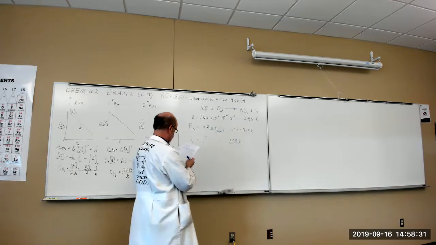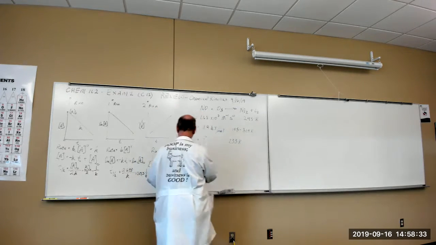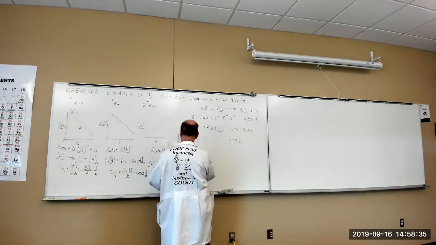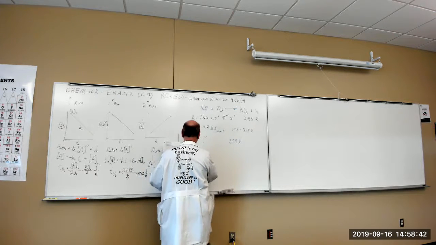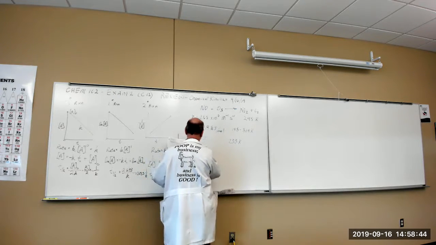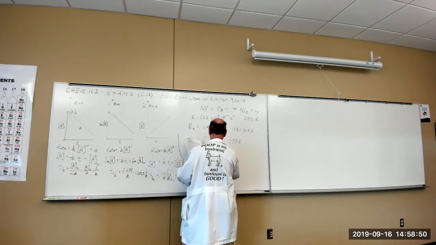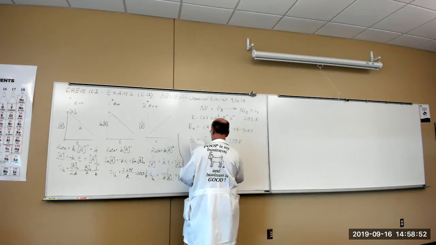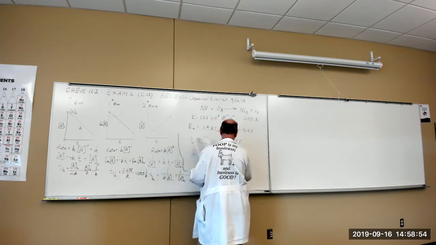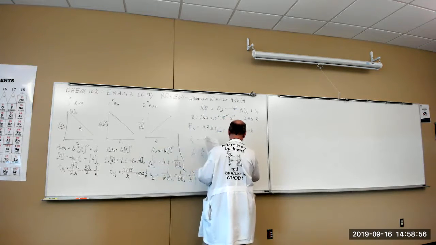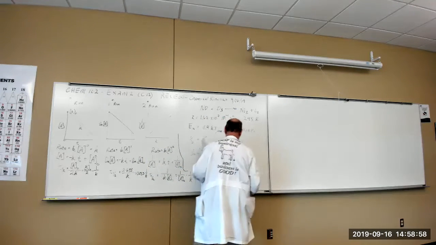Here we go. So here's the Arrhenius equation. I just want to be sure this is it. Natural log of K2 over K1, the activation energy over R, and then the 2 temperatures. Okay?